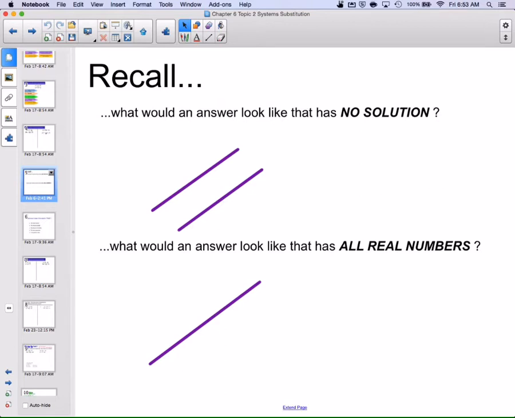So, remember when we were solving equations before, our answers ended up looking like 3 equals 5 or something. That wasn't a true statement, so in this case it wasn't a solution. Other scenarios we got like 0 equals 0 or 5 equals 5. That's when it was all reals.